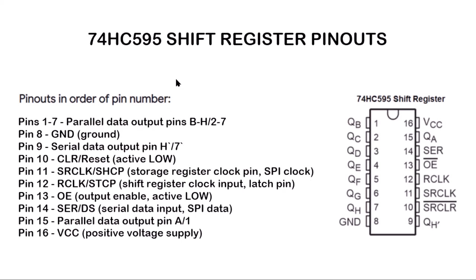Here is the basic layout of the 74HC595 shift register pinouts. These are all listed here. We'll start with the easiest pins to remember first. Pins 1 through 7 are the parallel data output pins, Q_B through Q_H. They start right from here all the way down to here.